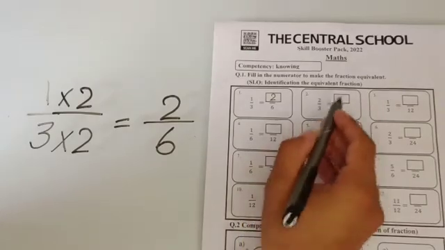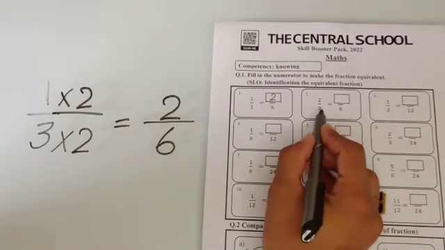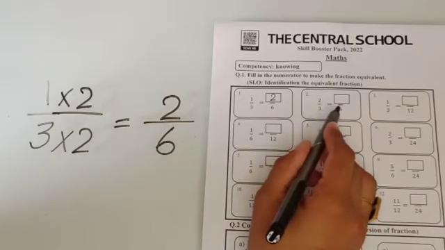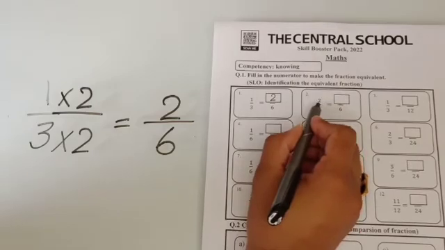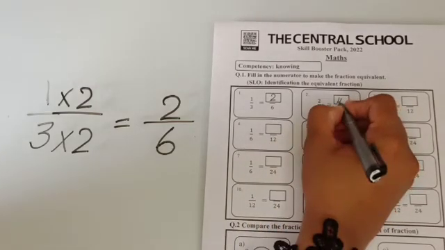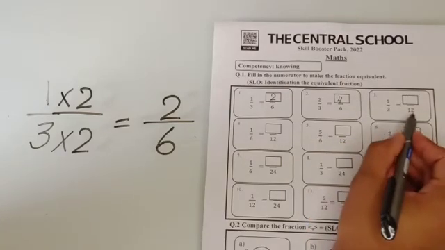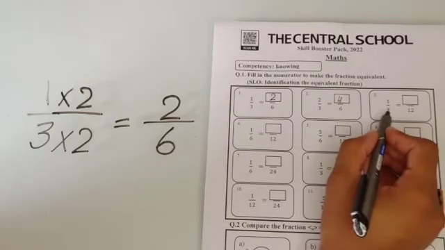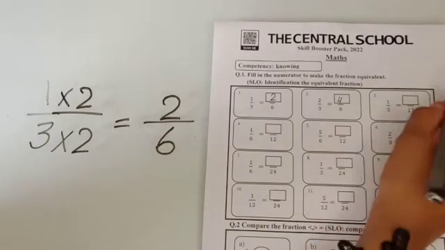Next we have 2 by 3 is equals to dash over 6. Again, when 3 is multiplied by 2, we'll get 6. So we have to multiply 2 by 2. 2 2s are 4. Here we have 1 by 3 and in this fraction denominator is 12. 3 4s are 12. It means we have to multiply 1 by 4.